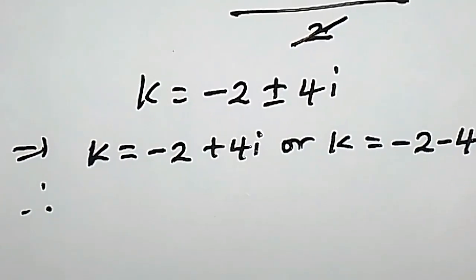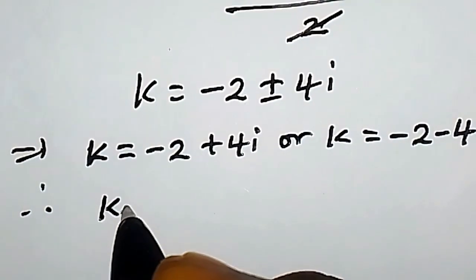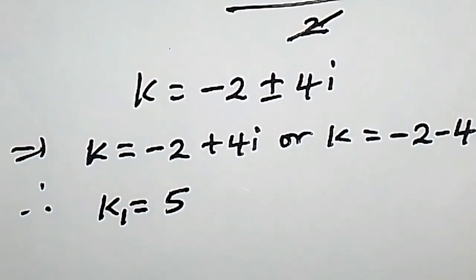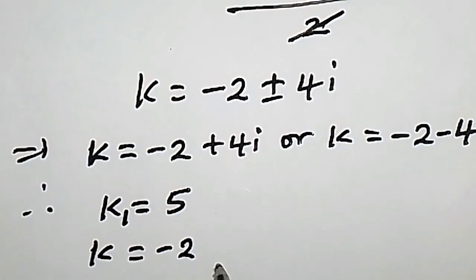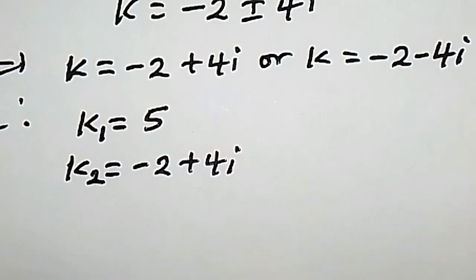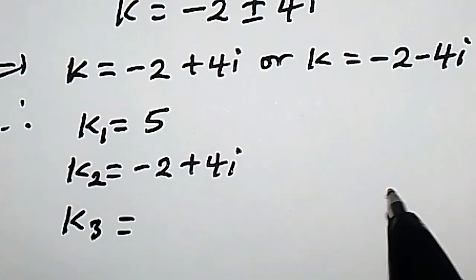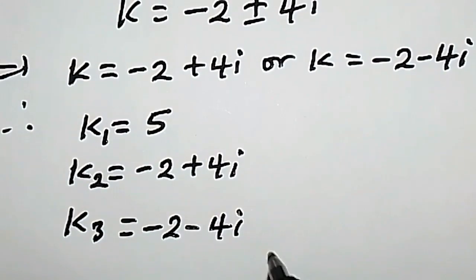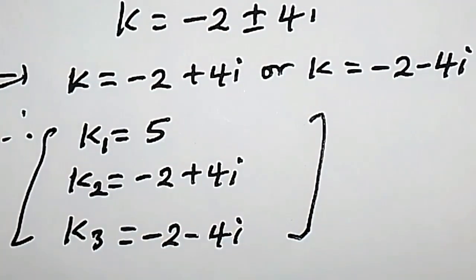Therefore, all the solutions that we have for this algebra problem are, the first one is k equal to 5. Let's call it k1. And we also have k equal to minus 2 plus 4i. Let us call it k2. And last but not the least, k3 equal to this one, minus 2 minus 4i. So in total, we have 3 distinct solutions for this algebra problem.